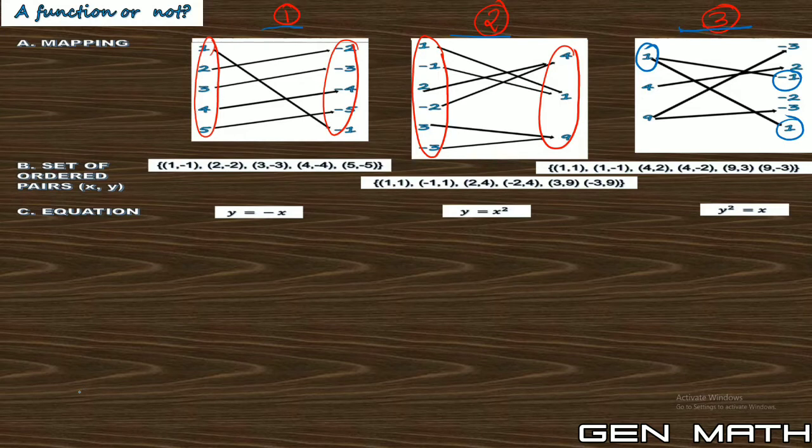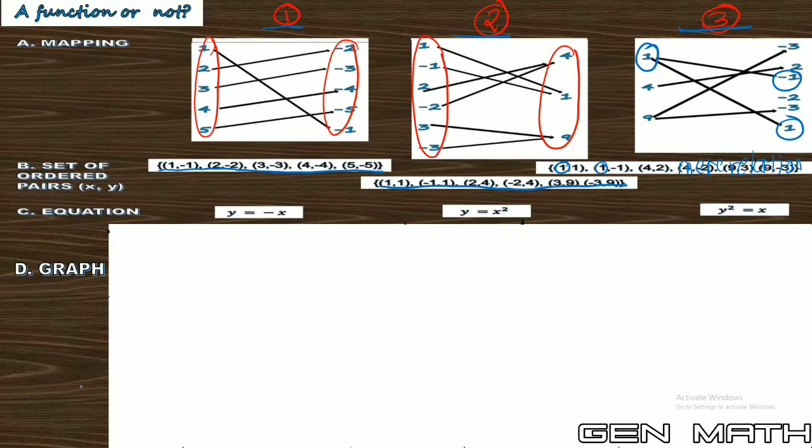If the given is a set of ordered pairs, we need to see if there are x values that are repeated. For our first example, you cannot find a value of x that is repeated, same with our second example. But from our third example, observe that 1 is repeated as a value of x, meaning this is a mere relation, and examples 1 and 2 are functions.